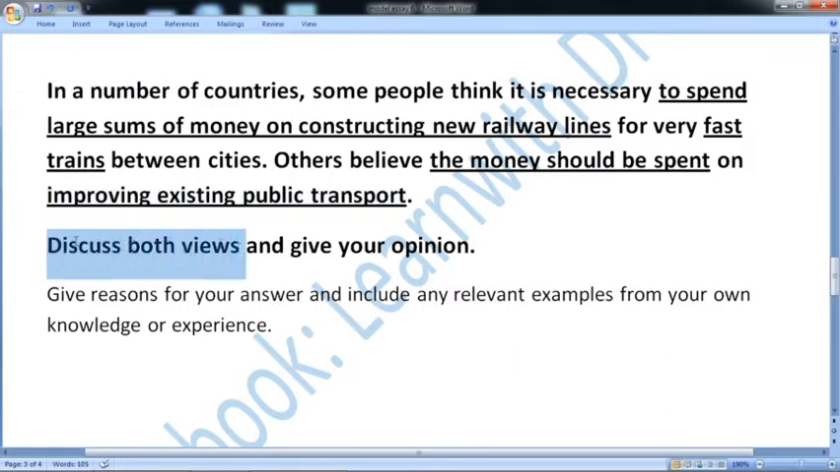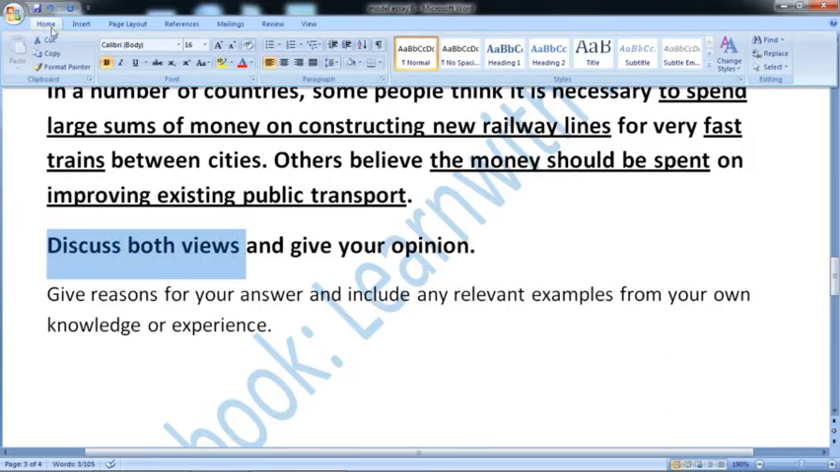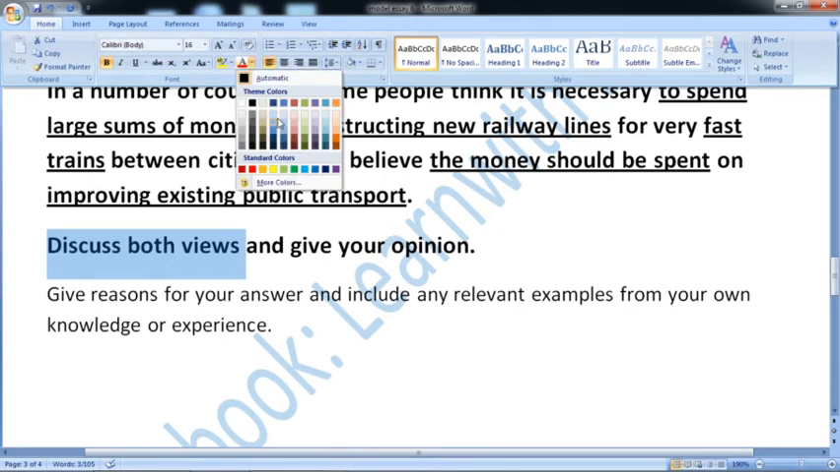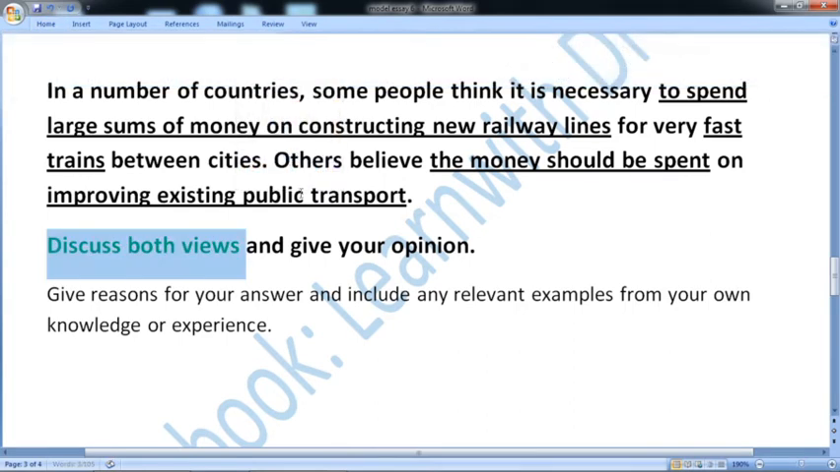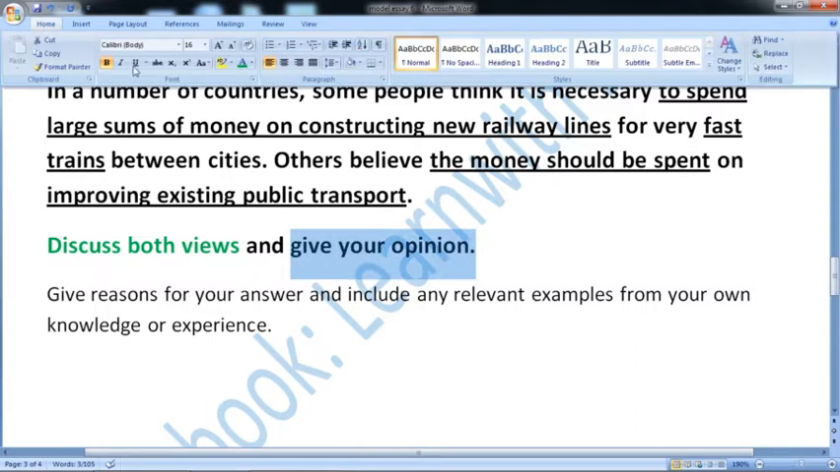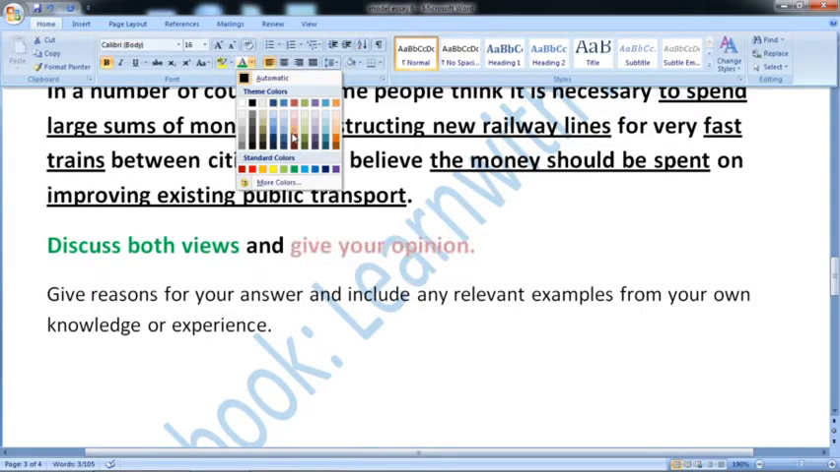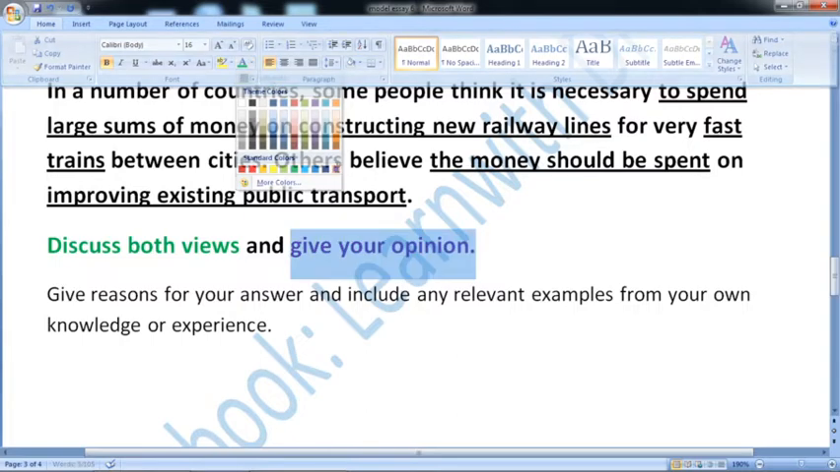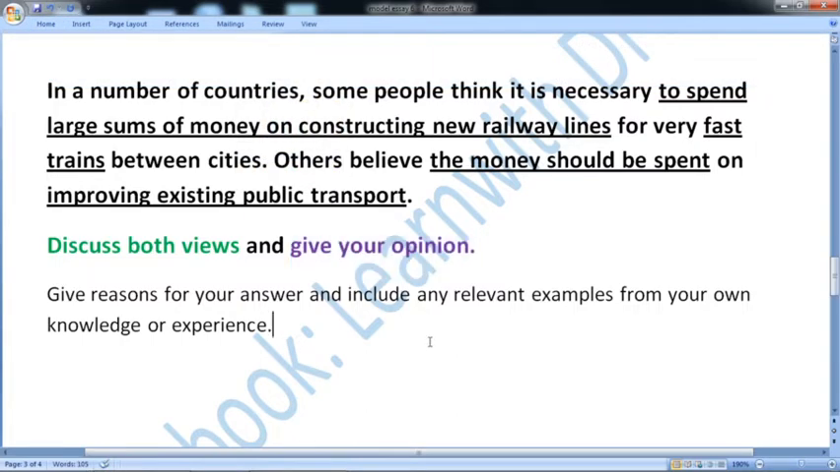So I have to discuss both of these views. I cannot skip any of them. I have to discuss both views, and I have to give my own opinion also to get my required band score in task achievement. I have to attempt all of these things. I have to answer the question in detail.